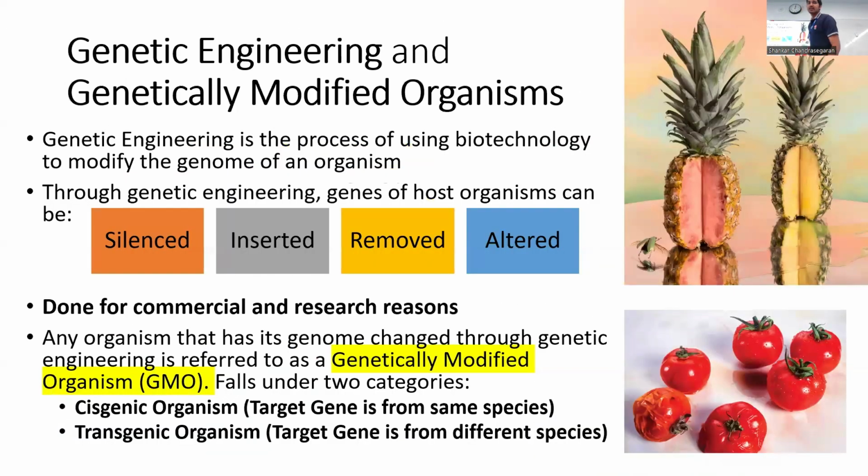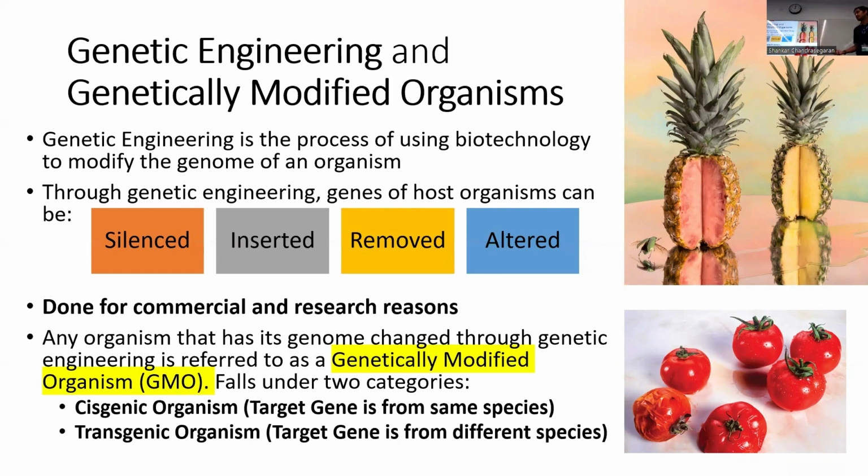Okay. Using biotechnology, we can modify the genome of an organism. There are four things that can be done. These are done for either commercial or research purposes, right? For example, in commercial purposes, the first genetically modified organism was a tomato where they had silenced a gene that causes it to rot faster. So by silencing that gene, they essentially increased the shelf life of that tomato. It's called a Flavr Savr tomato, but that's the purpose, right? It was for commercial purposes because we want to be able to keep the tomato fresh for longer.